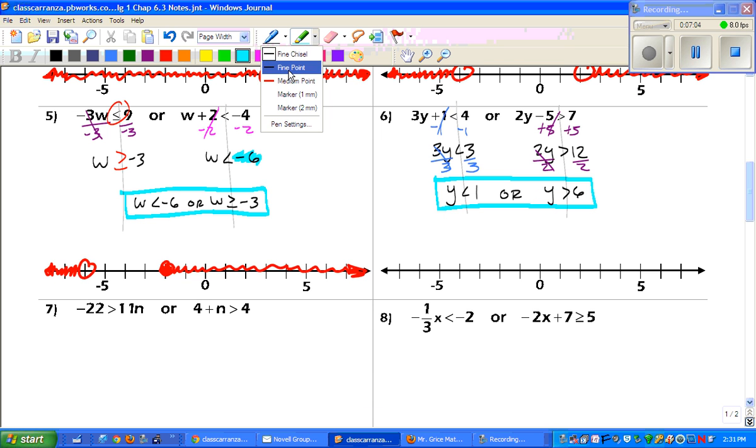So there's our answer. And let's go ahead and graph that. Y is less than 1. It's an open circle at 1. And then at 6, open circle, shade to the right.